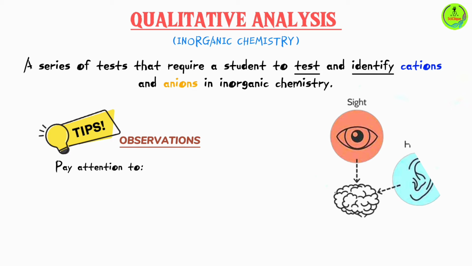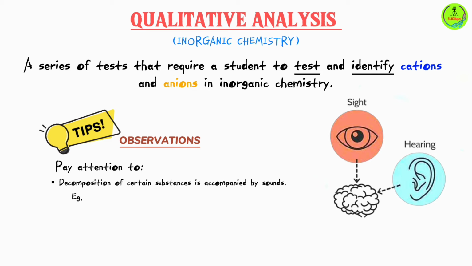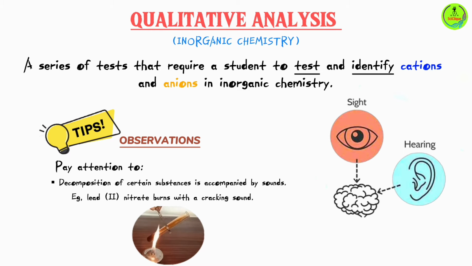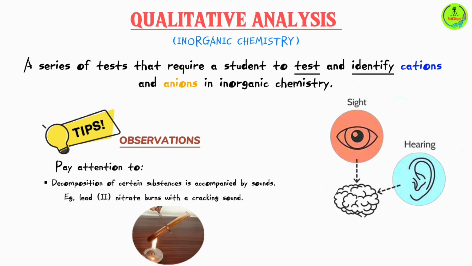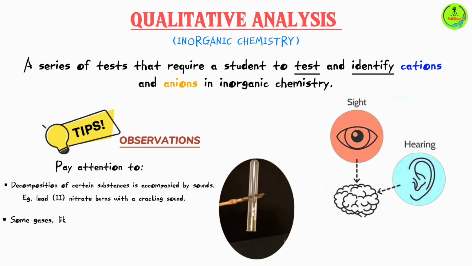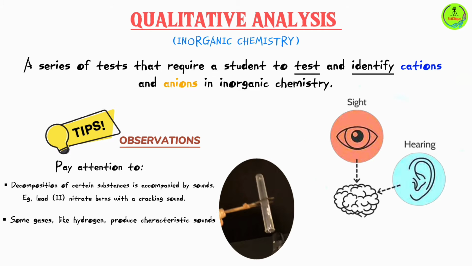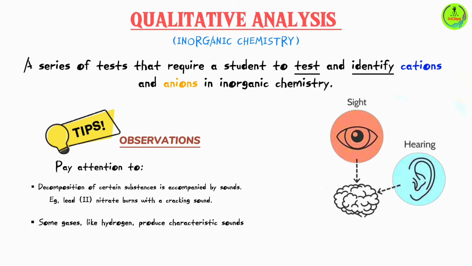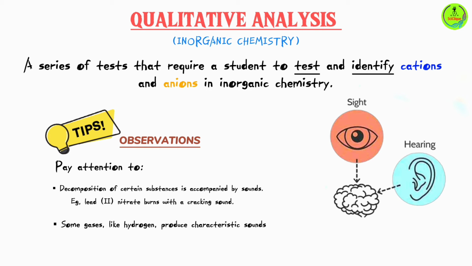Another is, what is it you're hearing? Sadly, this is something that a lot of students tend to miss. When it comes to observations, observations can also feature the sounds you hear. For example, when you heat lead-2 nitrate, it burns with a cracking sound. That is something you need to note in your observations. What about hydrogen gas? Hydrogen gas extinguishes a burning splint with a pop sound. All of these are things that you need to note.